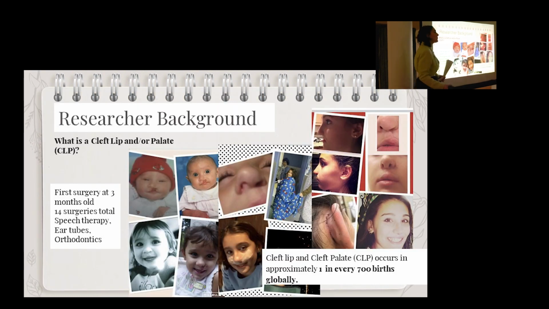So what exactly is cleft lip and or palate, or CLP as I have abbreviated it for my research? CLP is a birth condition that leaves an unformed hole in the top lip and or the roof or palate of the mouth. And this can lead to complications with eating, breathing, drinking properly, and requires surgery in order to close these holes in your mouth. It occurs in approximately 1 in every 700 births globally.